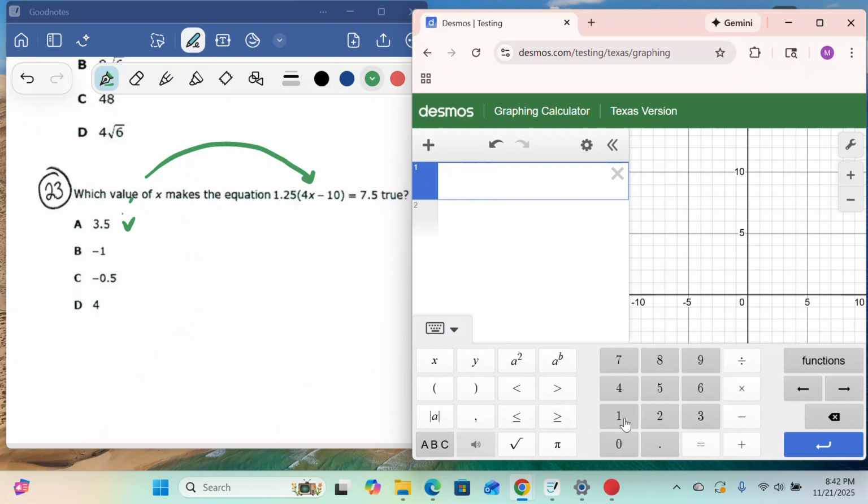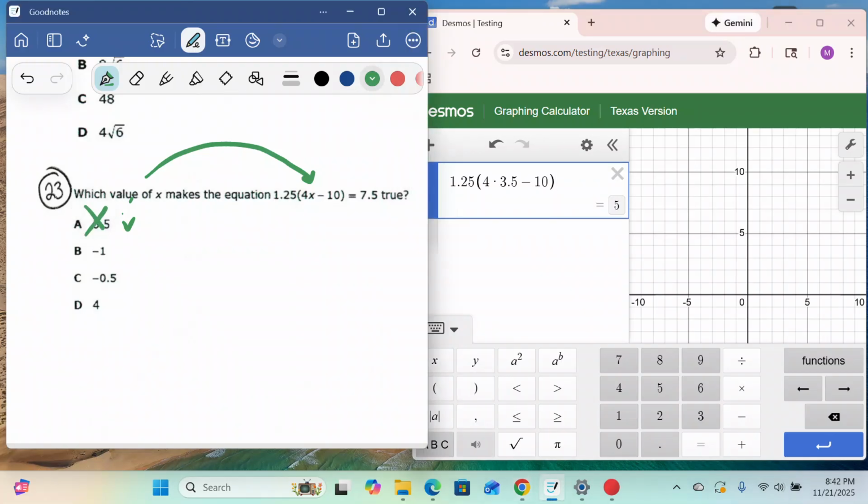So I'm going to put 1.25, open parentheses, 4 times the x, and the x is 3.5, and then after that I'm going to subtract 10, close my parentheses, and the answer is 5. That does not give me 7.5, so that is wrong.